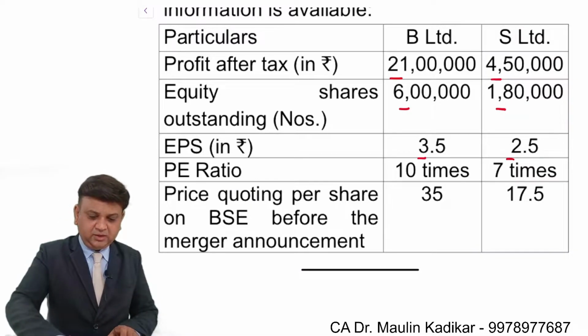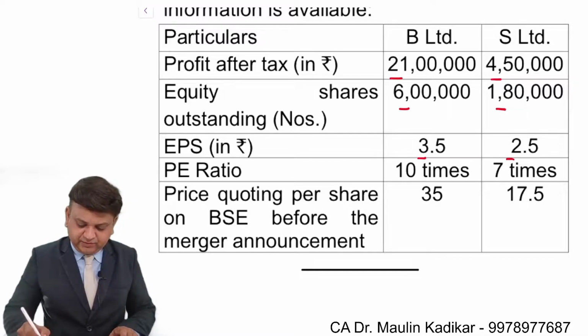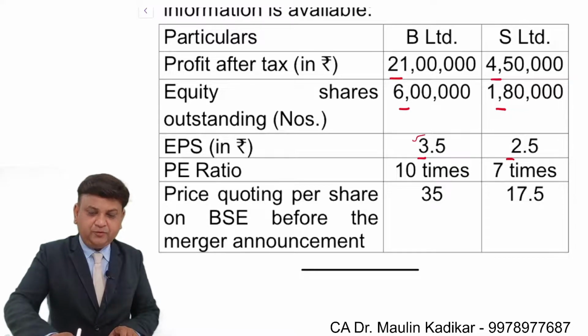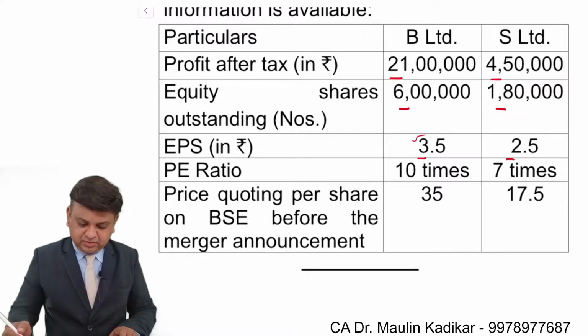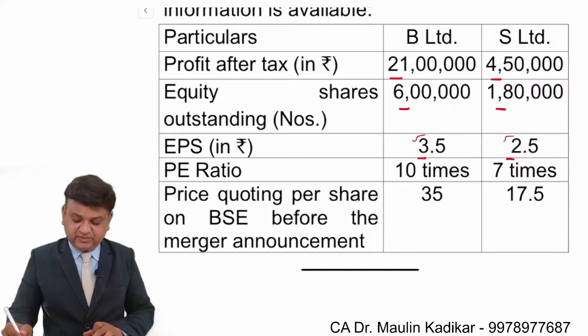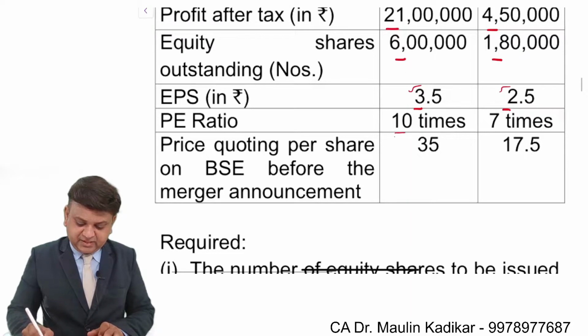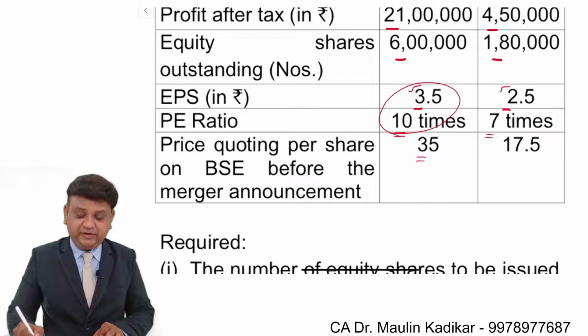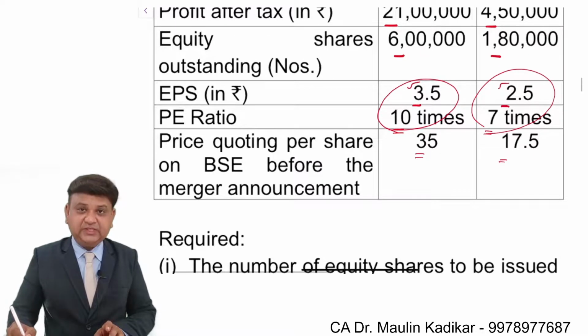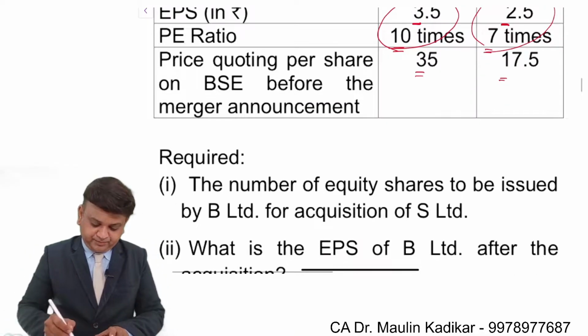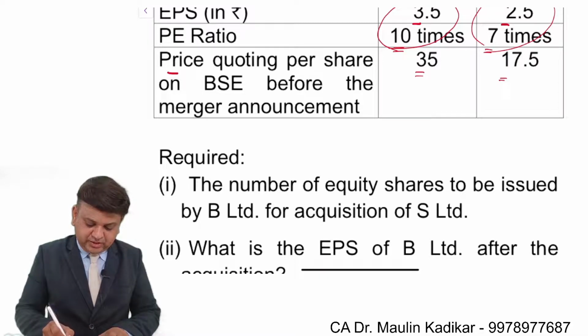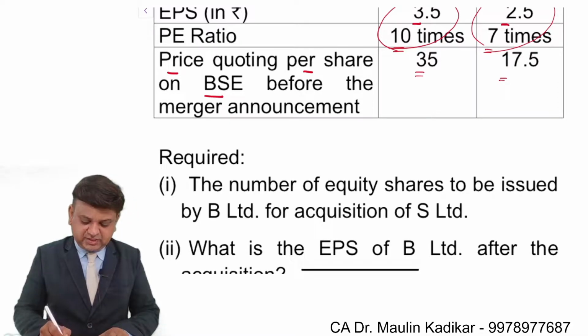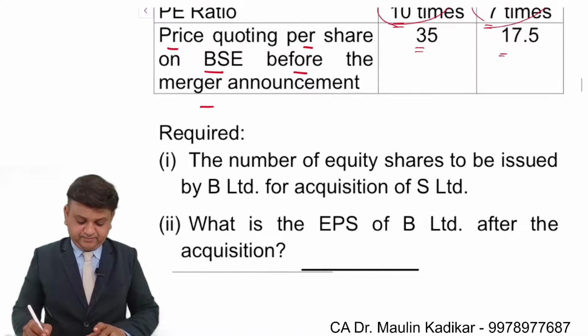Use a calculator. 21 lakhs upon 6 lakhs comes to 3 rupee 50 paise. 4,50,000 divided by 1,80,000 comes to 2 rupee 50 paise. Price earning ratio is 10 times and 7 times. So the product of these two is 35 and the product of these two is 17.5. Price quoted per share on Bombay Stock Exchange before the merger announcement.